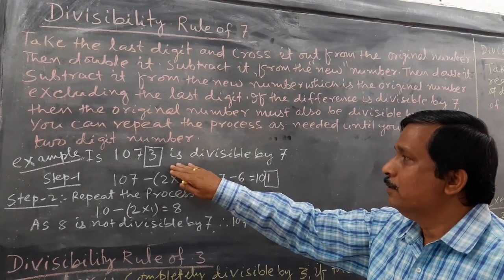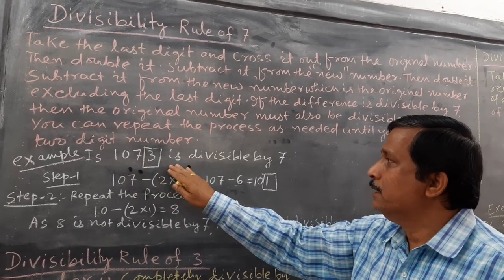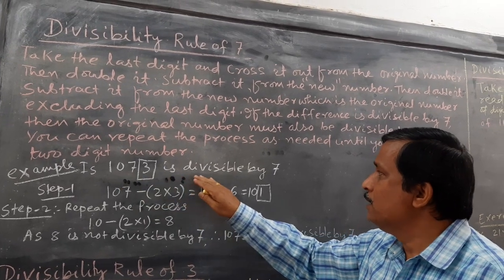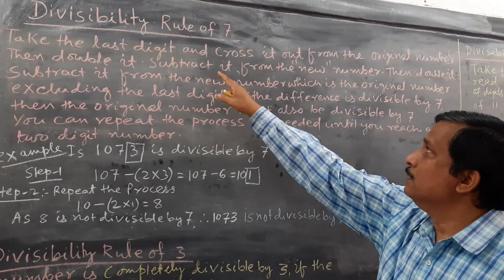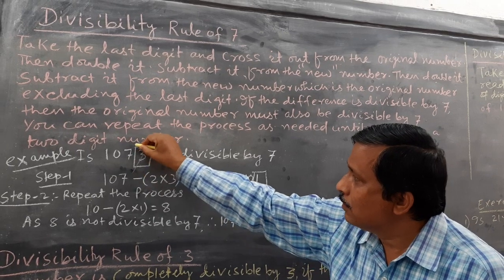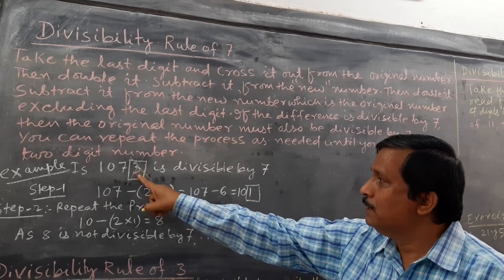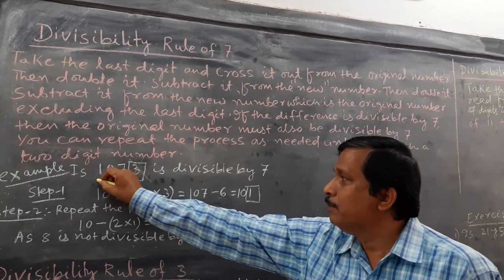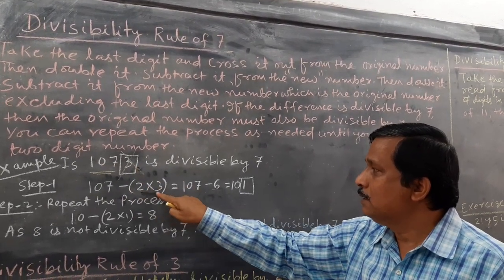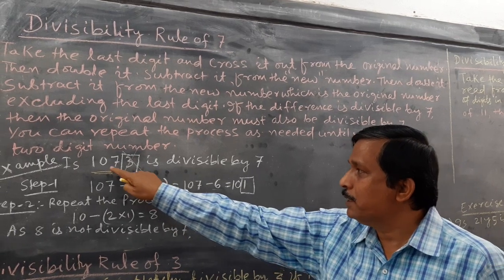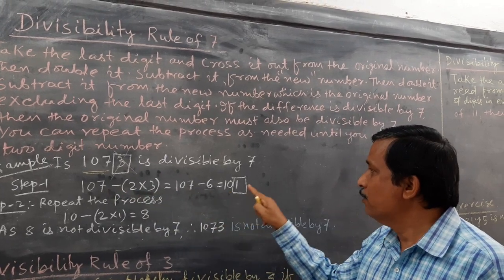And I will explain it taking one example. Suppose this is 1073. You have to test whether this number is divisible by 7 or not. So the first step, take the last digit and cross it. Then take the double of this number and subtract from the remaining number. So here the last digit is 3, so you double this, 2 into 3, 6, and you subtract from the remaining number, that is 107. 107 minus 6 is 101.